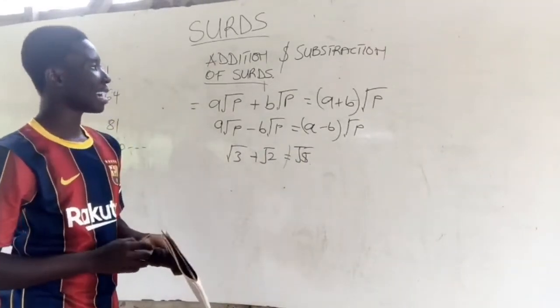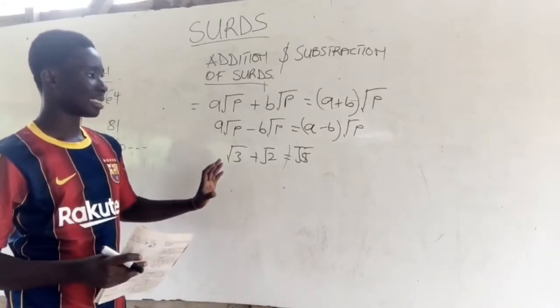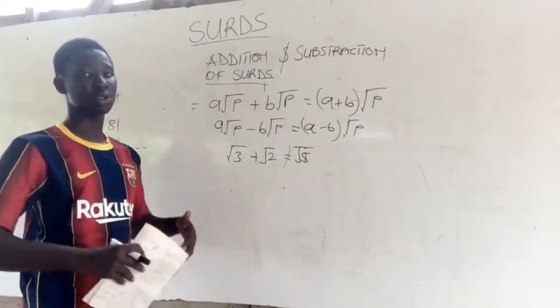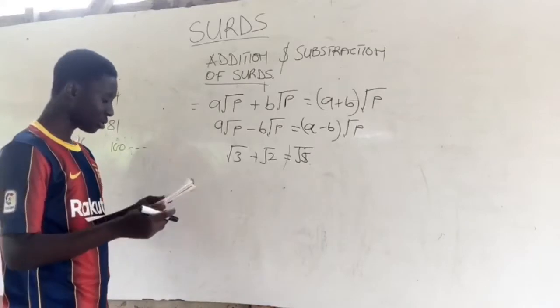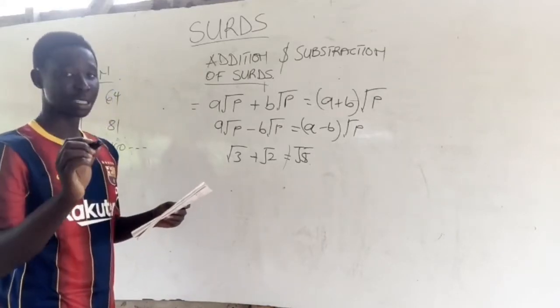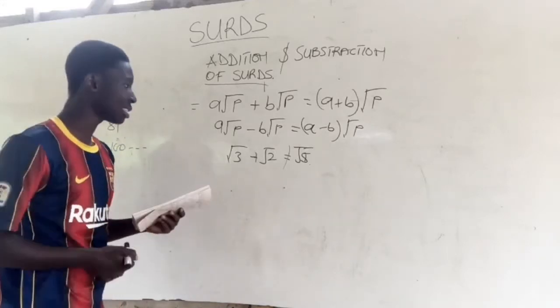But before you can add or subtract surds, check whether the surd that you're about to add is in the basic form or not. If not, you convert it first before you add. Okay, let's solve some examples. First one is this one. It's 3 questions. I'm going to solve 2 and solve 1, and I will know your answer in the comment section.